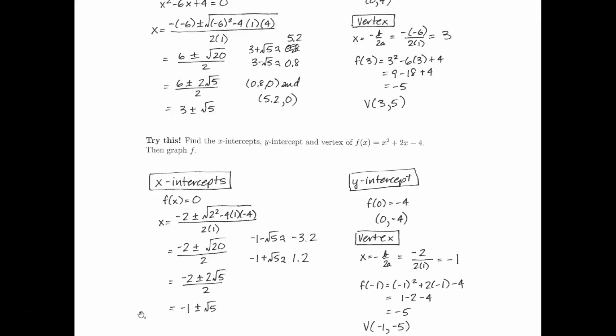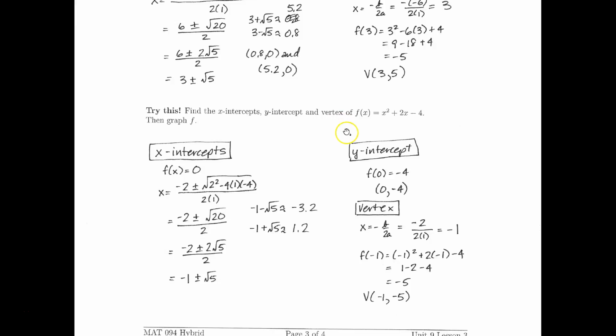Okay, we're back, and this is my work for this problem. I used the quadratic formula again to find the x-intercepts, and I have x-intercepts that are approximately negative 3.2 and 1.2. f of 0 gives us negative 4, and taking the opposite of b over 2a, that'll be the opposite of 2 over 2, which is negative 1, and f at negative 1 gives us negative 5.